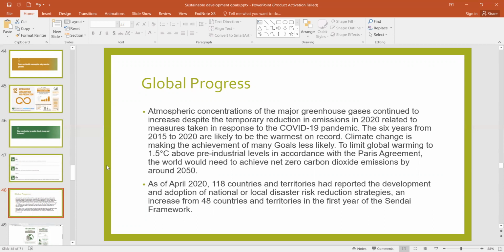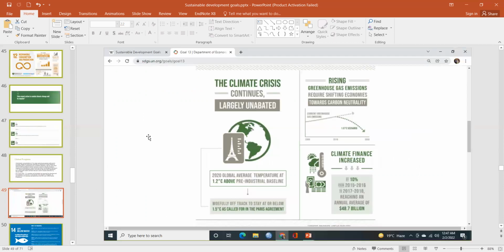As of April 2021, 18 countries and territories had reported the development and adoption of national or local disaster risk reduction strategies, an increase from 48 countries and territories in the first year of the Sendai Framework. The climate crisis continues largely unabated. The 2020 global average temperature was 1.2 degrees above the pre-industrial baseline and is far off track to stay at or below 1.5 degrees centigrade as called for in the Paris Agreement. Rising greenhouse gas emissions require shifting economies towards carbon neutrality.